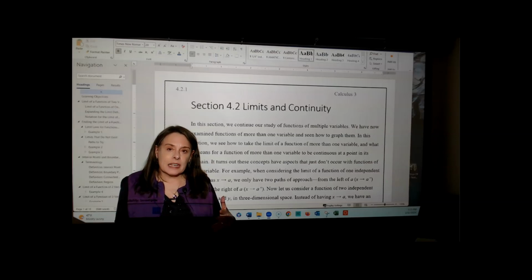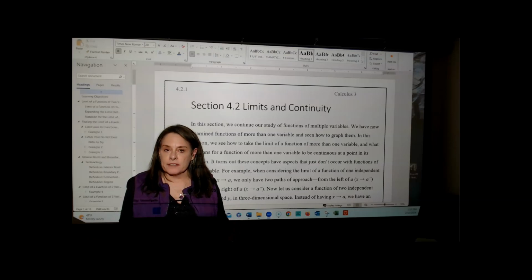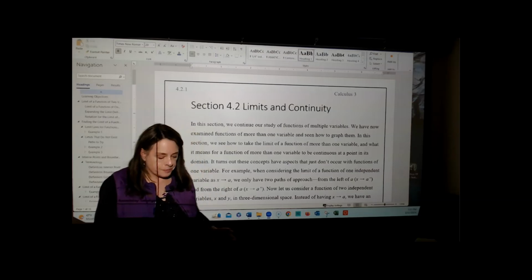Now, when we're thinking about taking the limit of a function of more than one independent variable, it gets more complicated than it is in the one-dimensional case, where the domain is simply the real number line. There are aspects to both limits and continuity that occur when we have multivariable functions that don't occur when we have functions of a single variable. Let's think about an example.